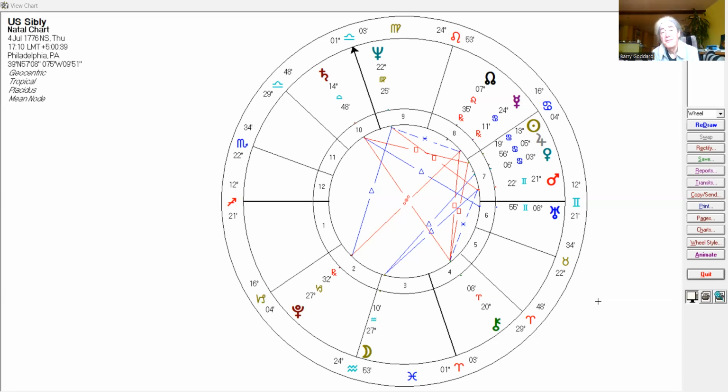Uranus is very operative in the charts of both Joe Biden, it's opposite his Sun this year, and in Donald Trump. It's on his angles, crossing the top of his chart. So anything could happen.